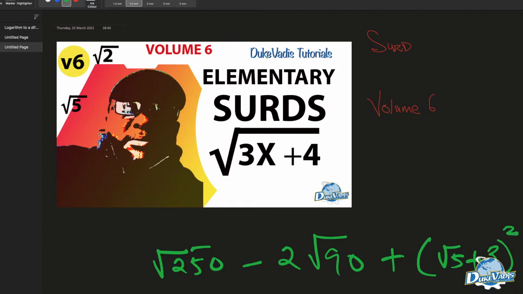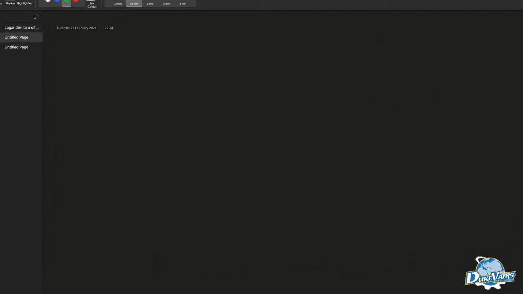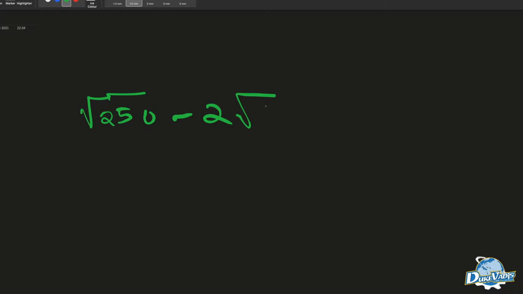Without wasting time, let's take our time and break this one down step by step so that everybody will understand how we compute or simplify surds. All right? Beautiful. So let's set the ball rolling. So we have surd 250, minus 2 surd 90, plus surd 5 plus 3 all squared.